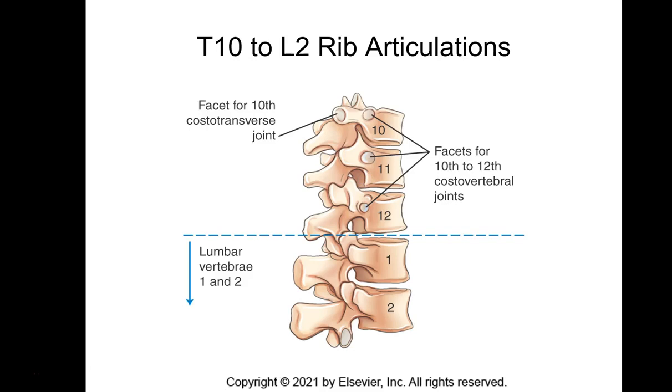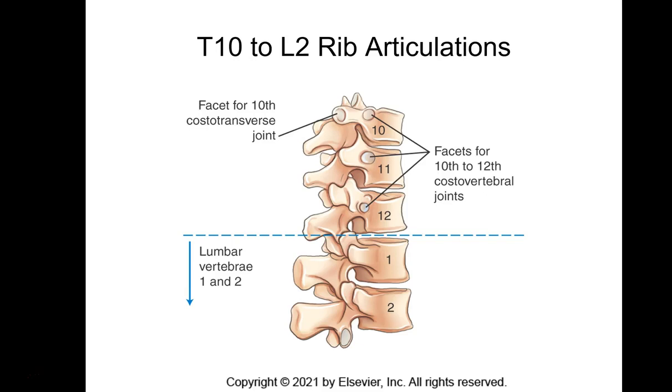Notice L1 and L2 here. So these are lumbar vertebrae. They have no facets for costovertebral joints, and that makes sense. Most people do not have lumbar ribs. Occasionally, a patient will have a lumbar rib, but it's most common that patients only have rib articulations through T12.